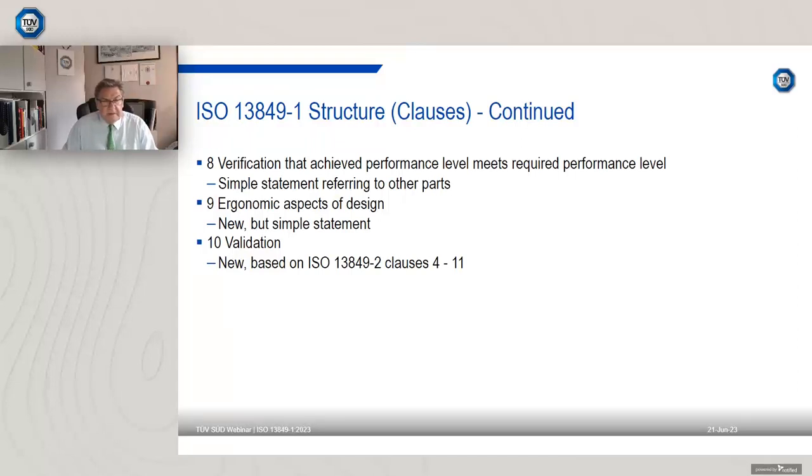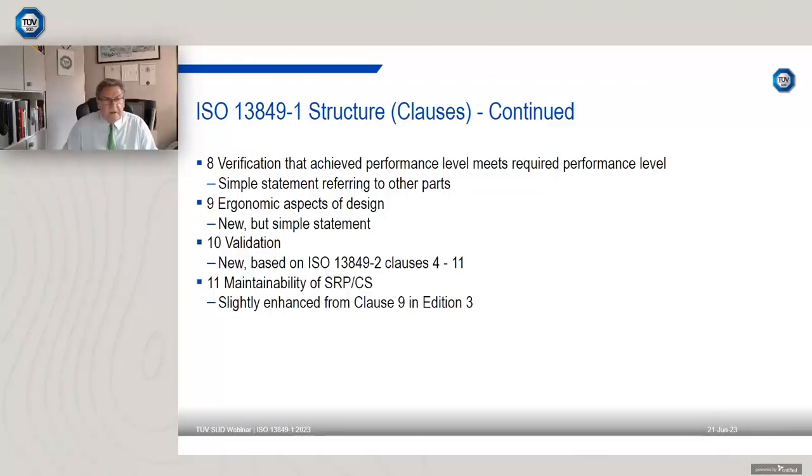Clause 10 has taken the normative parts of 13849 Part 2 and in clauses 4 to 11 and incorporated them into 13849 Part 1. So that's quite a significant change, and we'll go through those in a bit more detail shortly.